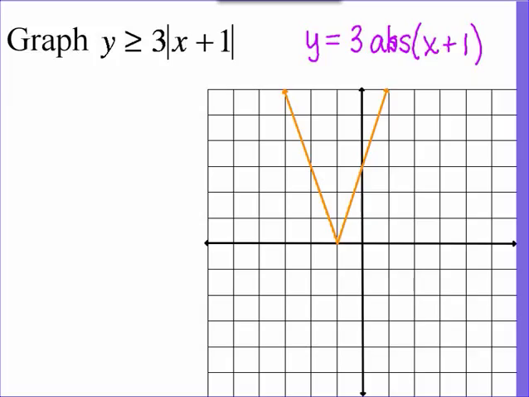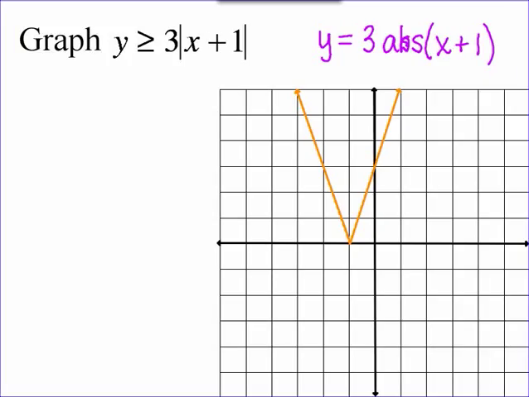Okay, so remember this line is not dashed. That is what you should get, it is not dashed because there's an equal to sign right there. And so now you need to pick one point on one side. So I could pick a point inside the V or a point outside the V. What point do you want to pick? 0, 0. So that's the outside of the V.